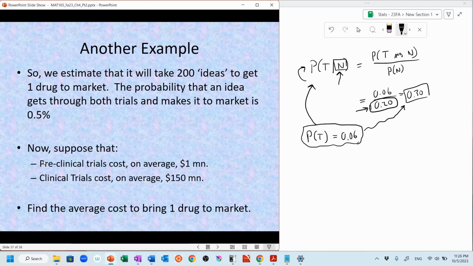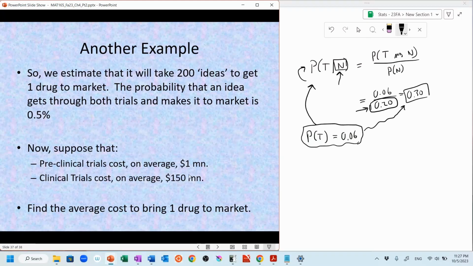So let's say that preclinical trials cost on average $1 million. So the lab work to decide whether an idea is likely to work well enough to become a drug or not costs on average $1 million. This will be the time for the lab techs, the time for the researchers, the cost of all of the lab equipment and reagents and chemicals, and producing any chemicals that need to be produced, etc.